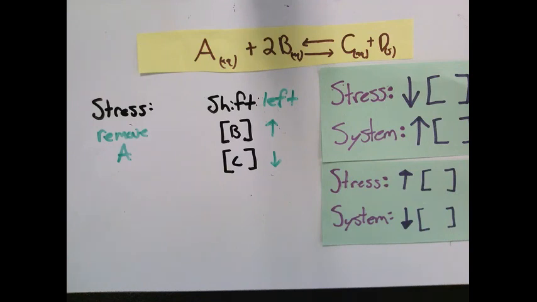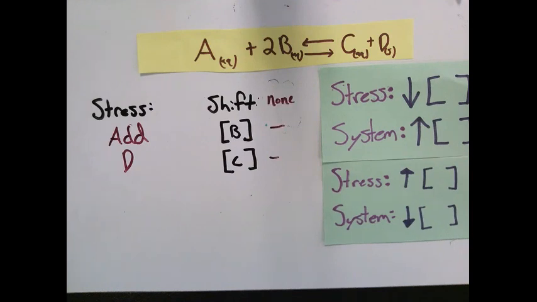One last check on learning. What would happen if we added D? Did this one trick you? We've got to watch our states of matter closely. D is a solid, and so it would have no shift to our equilibrium.